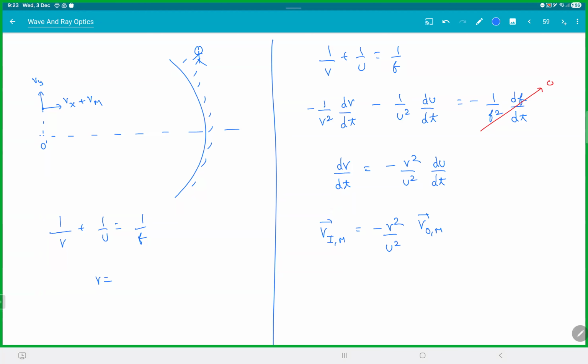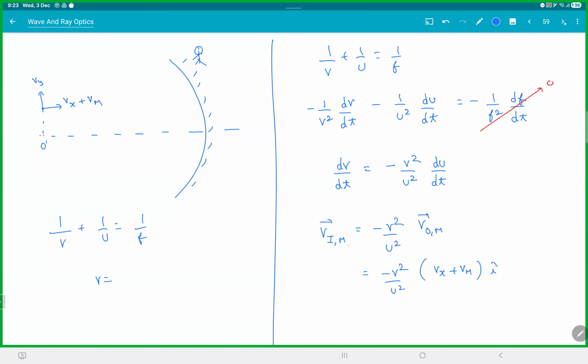So now you know the value of v and the value of u. You can substitute v², u², and this term will be (Vx + Vm) in the i direction because it's going in the direction of the light ray, and you get the velocity of the image with respect to the mirror. But remember, this gives only the x component.